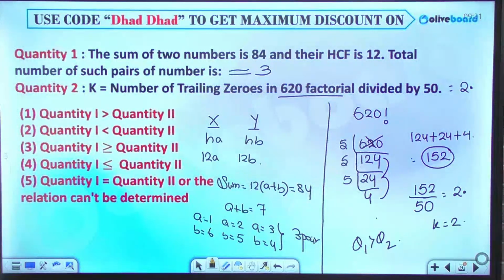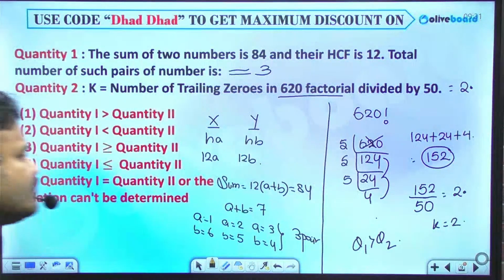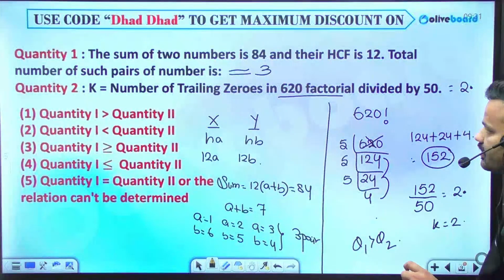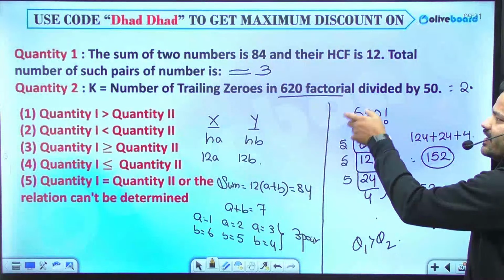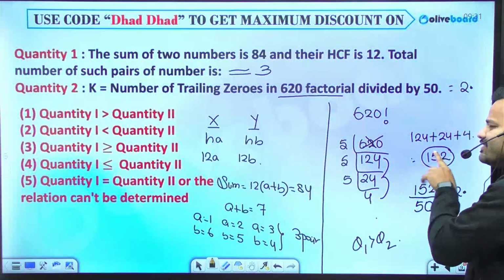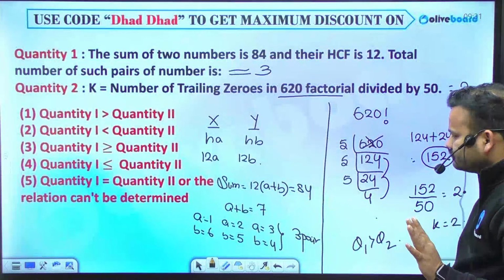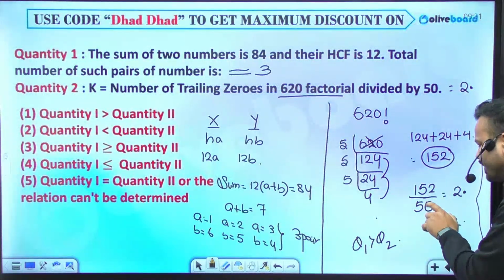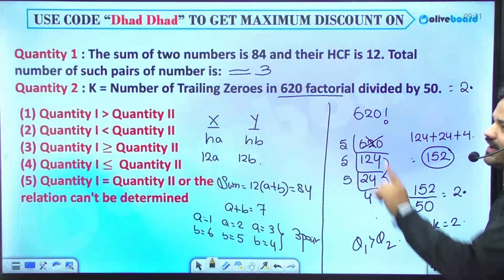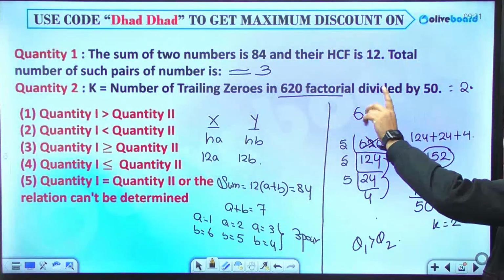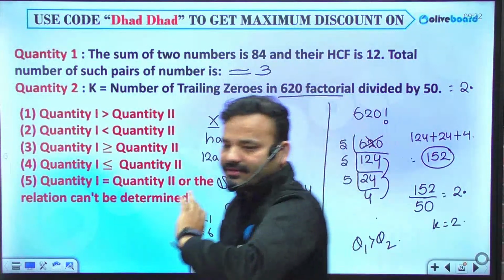Raghu, you're not right. Check your answer, Raghu. 620 factorial. Number of zeros in 620 factorial divided by 50. So the number of zeros in 620 factorial is 152. How many zeros are there? 152 zeros divided by 50 will become 2 point something. Quantity 1 is just 3 and quantity 2 is 2 point something. So definitely 3 is more than 2 point something. Clear?